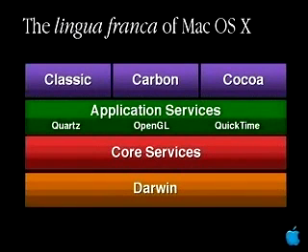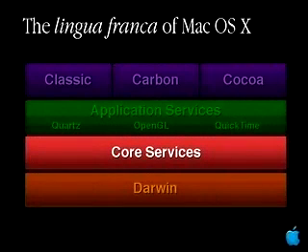Hopefully you've seen this diagram by now. This is the basic architecture on macOS 10. I want to point out the core services layer that lives below the application services, the graphical services like Quartz and OpenGL and QuickTime, but above Darwin, the operating system. That layer is where we live. We provide the common services needed by everything above us that does not depend on graphics.